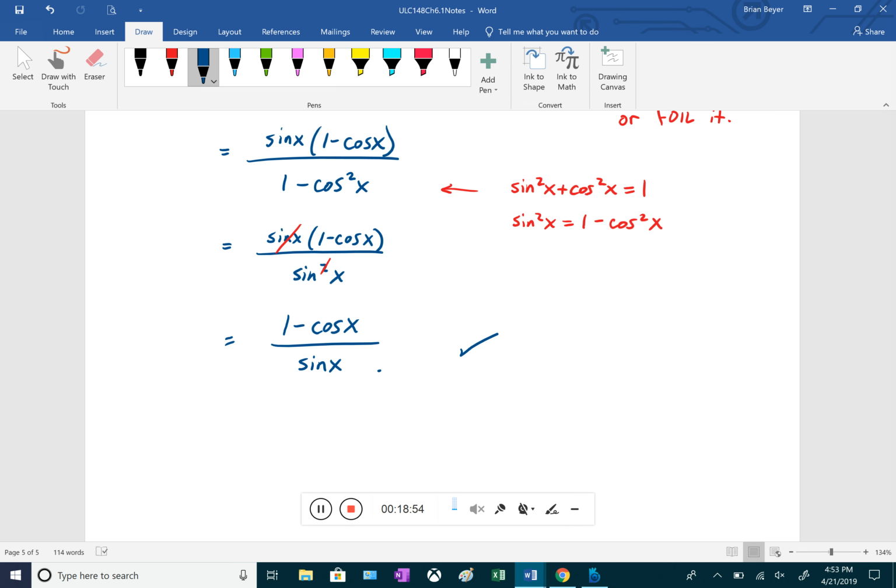Okay, so make sure you know those identities that I put on that first page and those techniques. Always work with the more complicated side and try to use the identities and those techniques to simplify it to the simpler side. Okay, so that's it for this section.